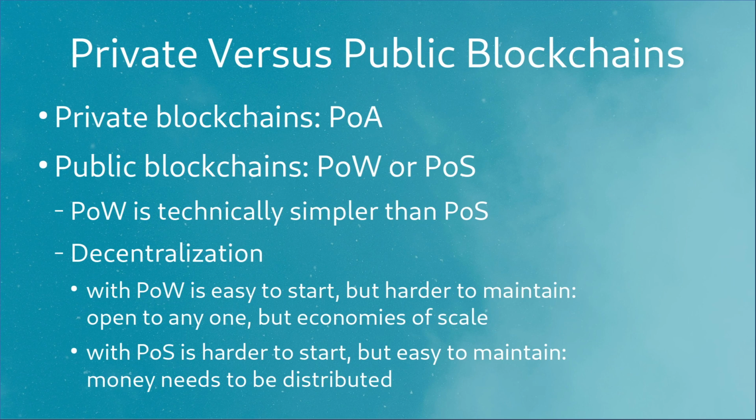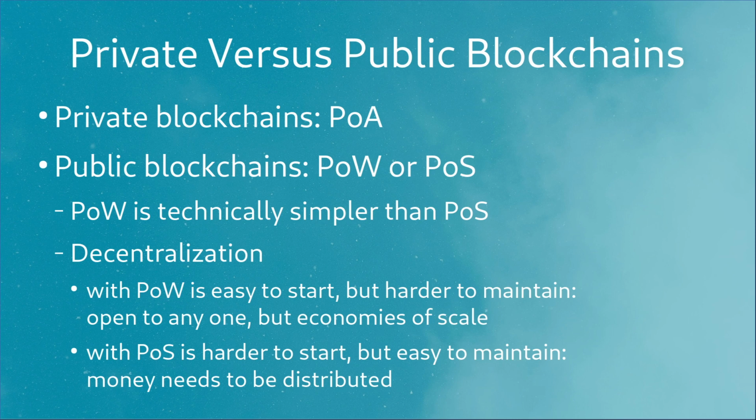When we look at decentralization, a proof of work blockchain is easily decentralized from the beginning, but it becomes harder to maintain. With proof of stake, it's the opposite. It's hard to have decentralization in the beginning, but it's easier to maintain this decentralization.